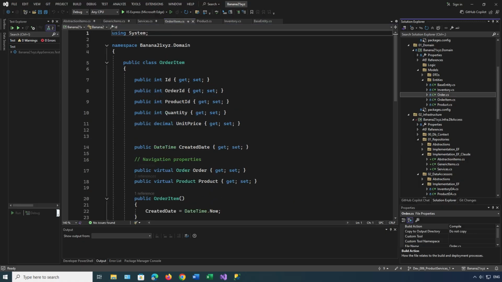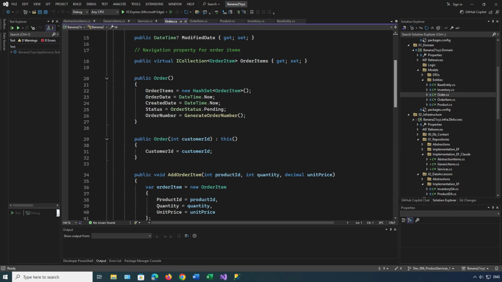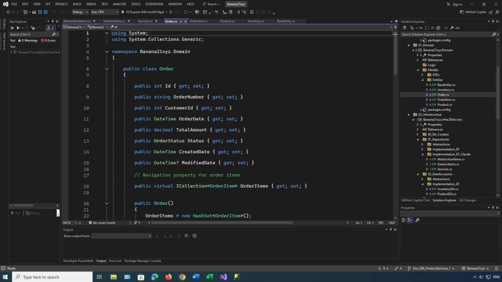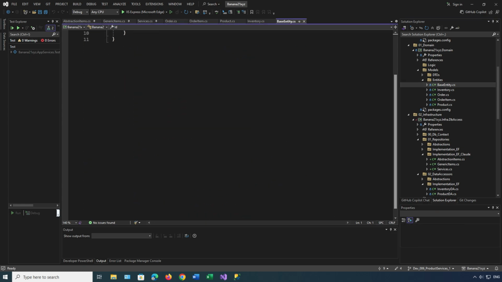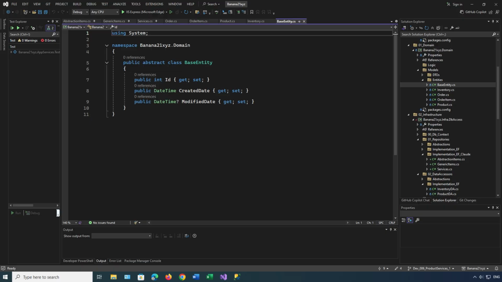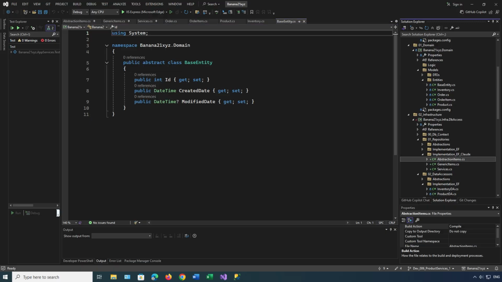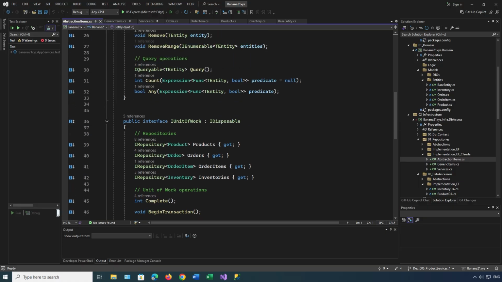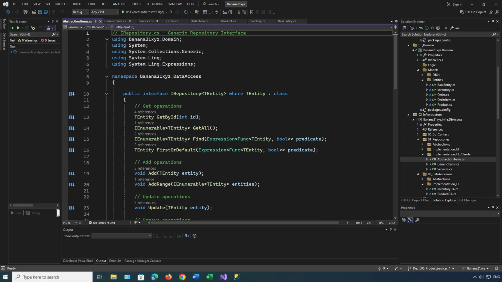These are product, inventory, order, and order item. Now, the repository pattern and the unit of work are very common software best practice design patterns meant to simplify data access. Instead of having logic to access a data store spread throughout the code base, this is placed into a single abstraction called the repository.